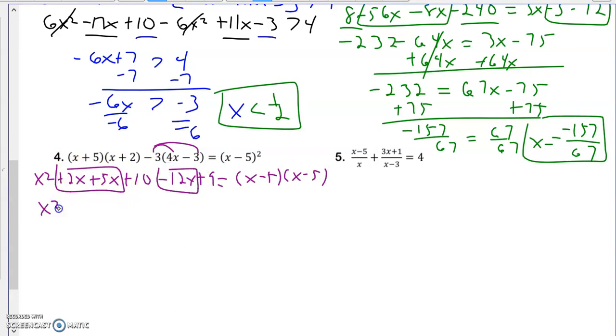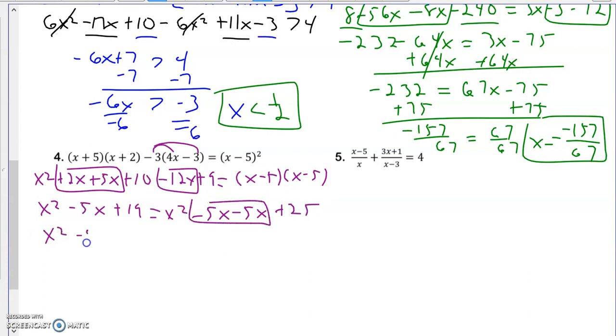So I'm going to combine like terms just to get it so it's not so much. I combine and I get a minus 5x plus 19. And then over here I'm going to FOIL x squared. And then I'm going to have a minus 5x and a minus 5x and a plus 25. And then I'm going to combine like terms. And I get x squared minus 5x plus 19 equals x squared minus 10x plus 25.